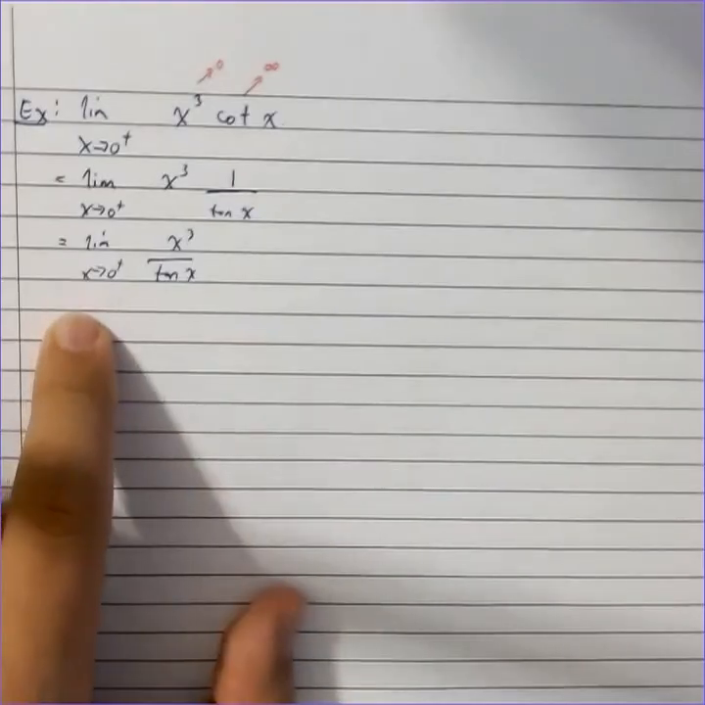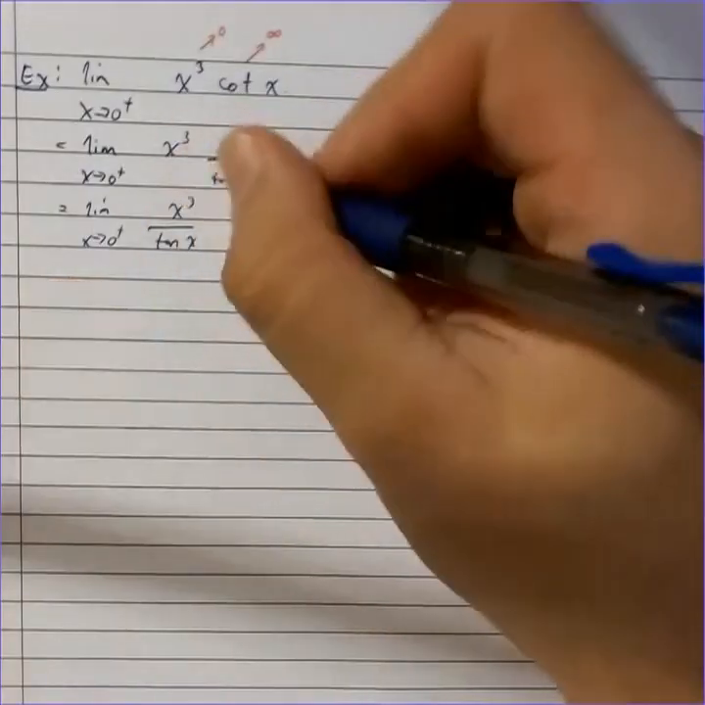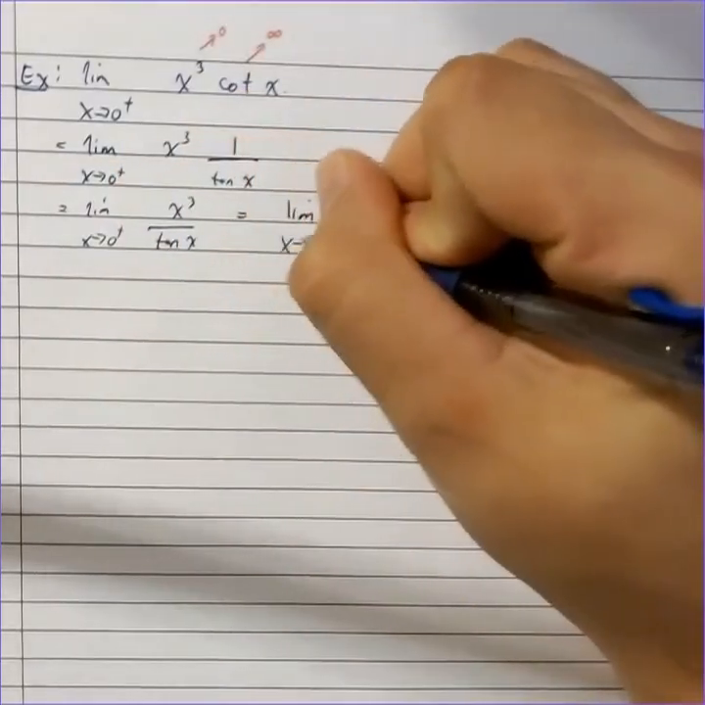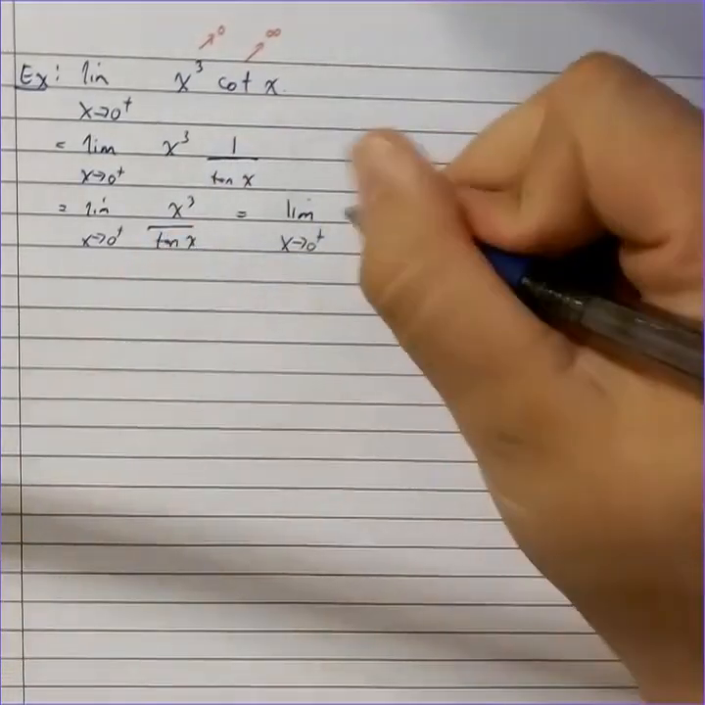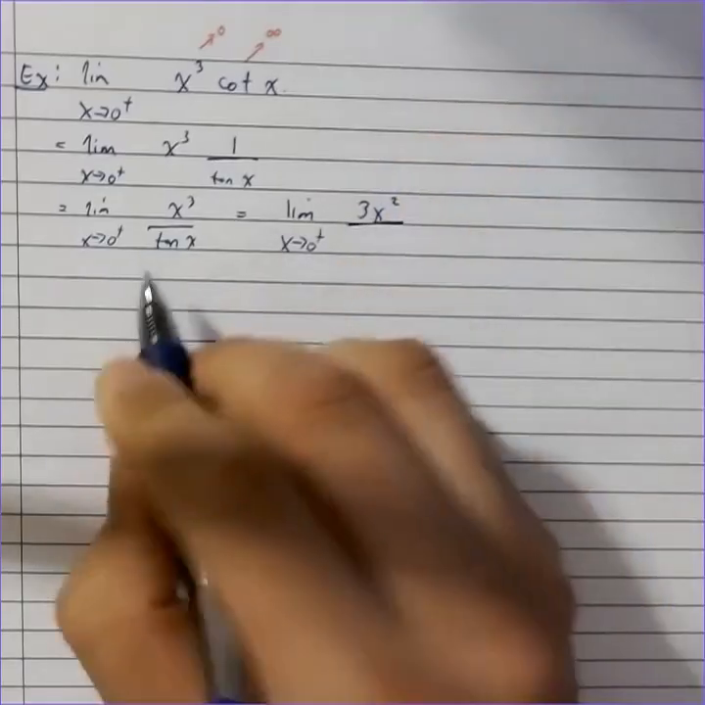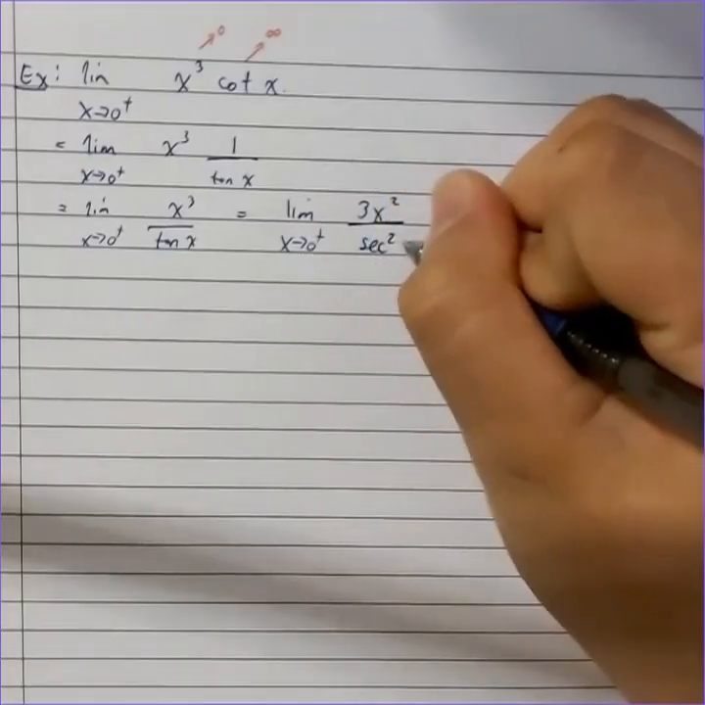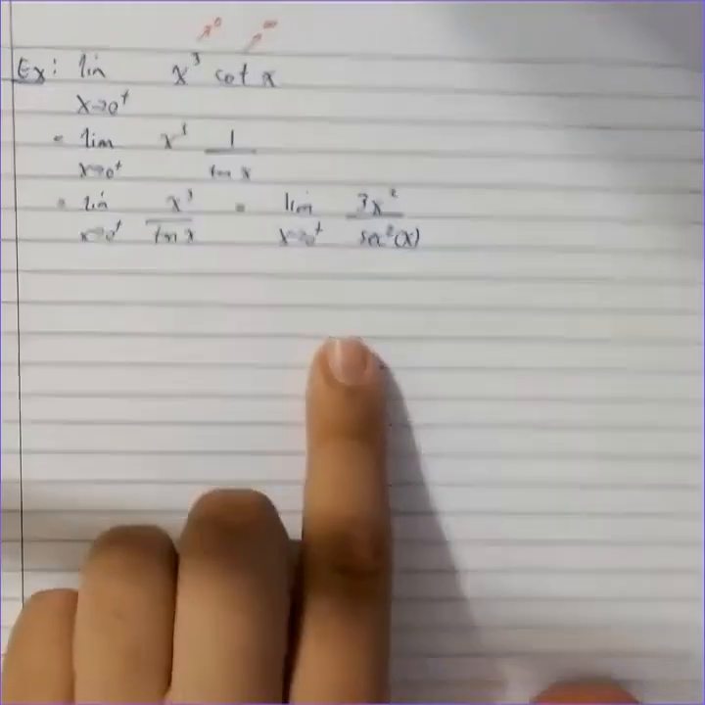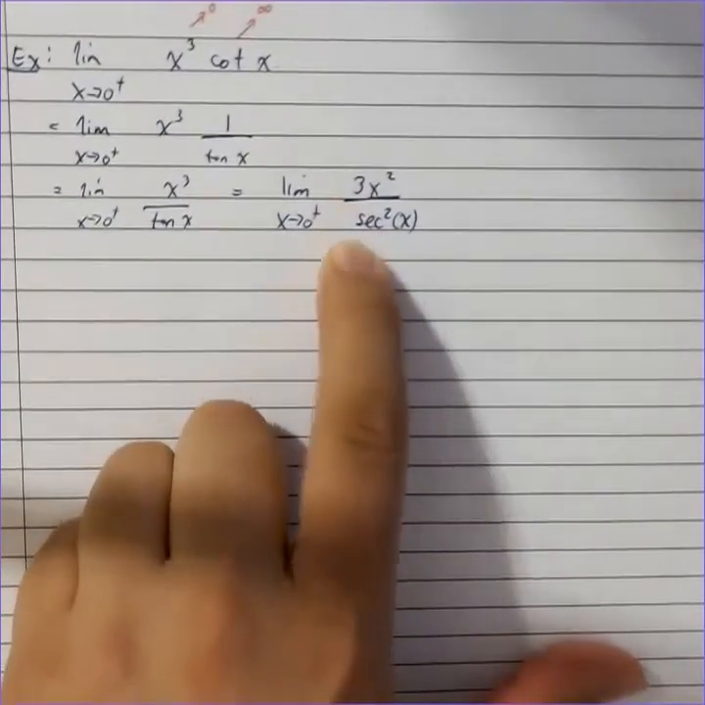If we now use L'Hopital's rule, we can now say that's equal to the limit as x approaches 0 from the right. That part doesn't change. The derivative of x to the third is 3x squared. The derivative of the tangent of x is secant squared of x. Okay. Now remember, we have to check to see if that's indeterminate or not.